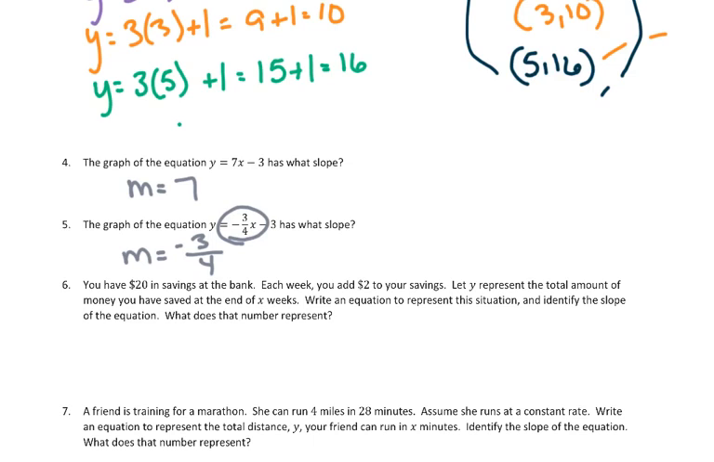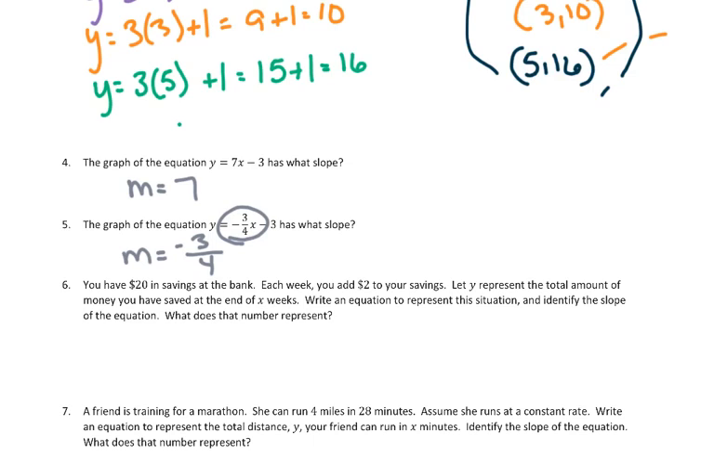And looking at number 6, you have $20 in savings at the bank. Each week you add $2 to your savings. Let y represent the total amount of money you saved at the end of x weeks. Write an equation to represent the situation and identify the slope of the equation. What does the number represent?